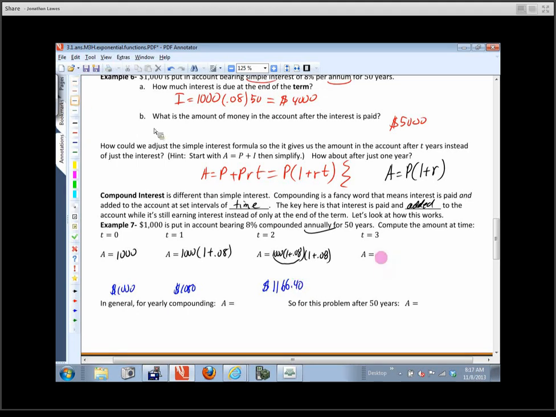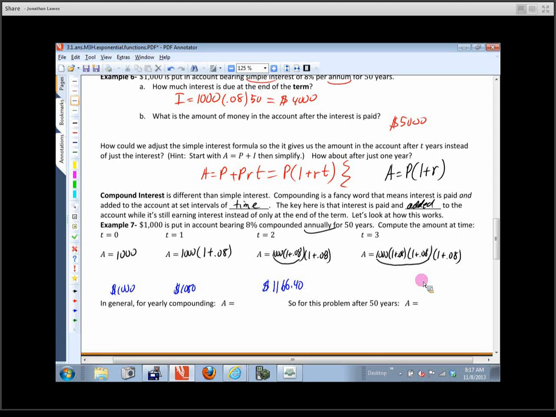I'm going to write down, here's how much was in there to begin with, and then I have to multiply it by that 1 plus 0.08 for that year. So during year three, all of this was sitting in there. So that's 1,000, 1 plus 0.08, 1 plus 0.08. Wow. Well, that sounds good.